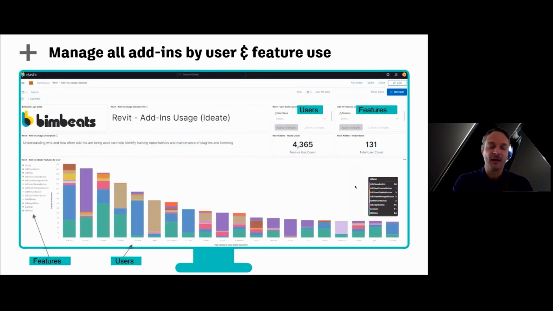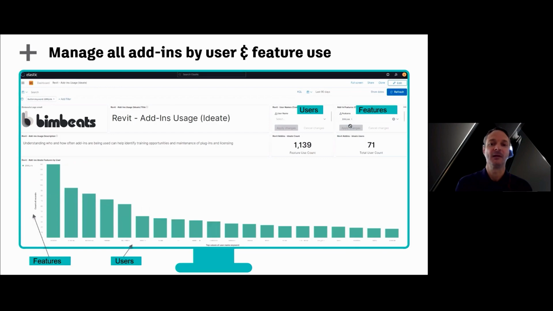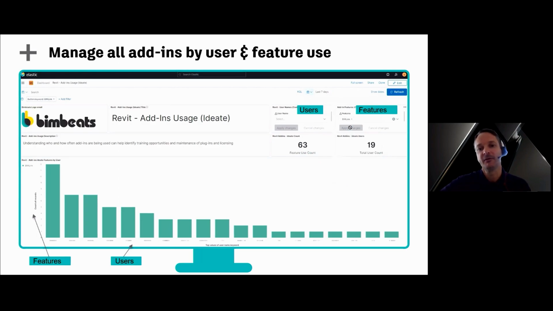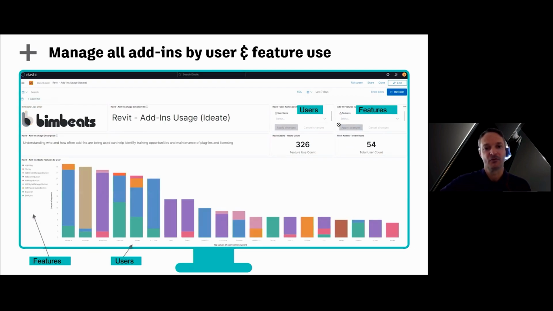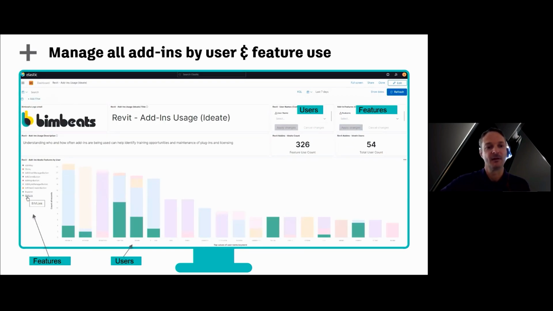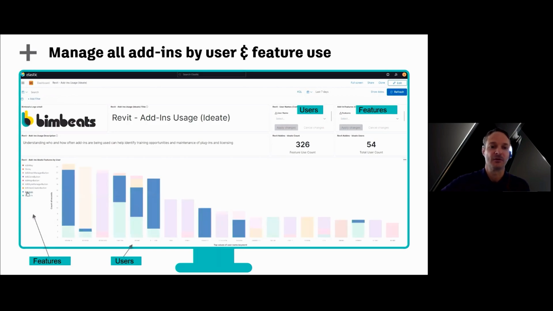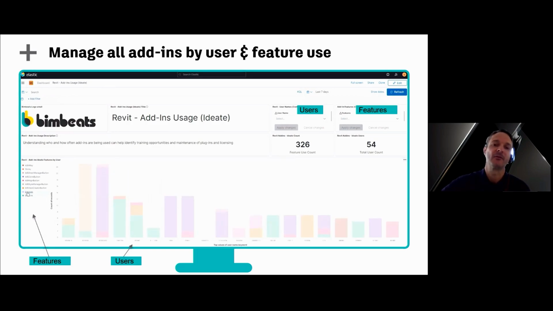In terms of understanding the usage of our add-ins, this was something we really didn't have a good handle on. So every year when renewals would come up, we'd have to make a decision about whether we felt we should obviously get another year's subscription, or do we increase user licenses? Do we reduce user licenses? So what we can do with BIMbeats is BIMbeats can track every feature that's used in every add-in. And then we can drill down and start understanding who's using those add-ins.